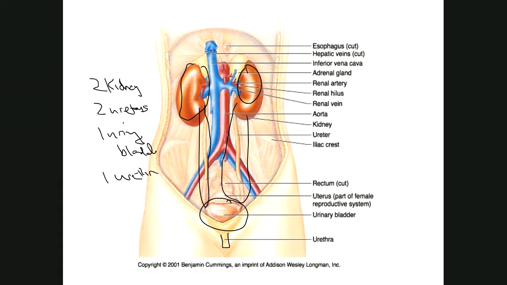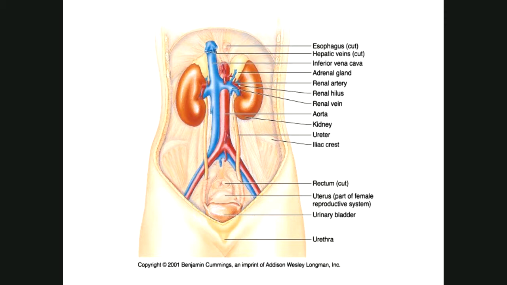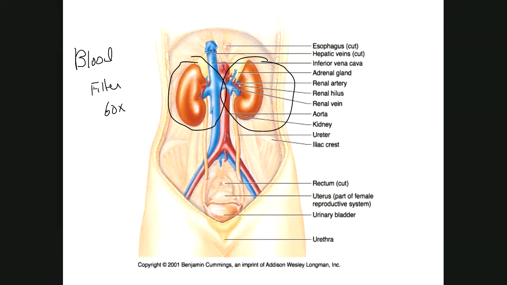Of these, the most important things are these kidneys. So the kidneys are going to be doing the things that the urinary system does, which is it makes urine. Well, where does urine come from? Urine comes from your blood. And so what the kidneys are going to do is they're going to filter the blood. It happens about 60 times a day. So your entire blood supply gets filtered about 60 times a day, which means it's going to leave the circulatory system and enter into these kidneys.